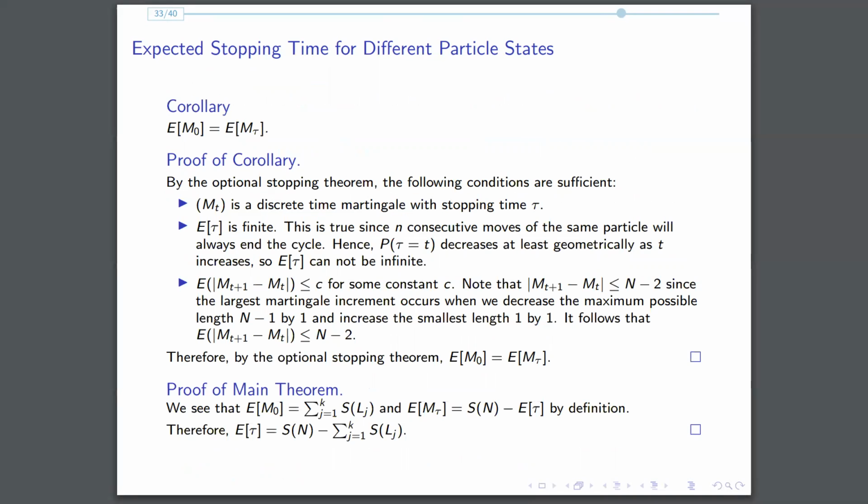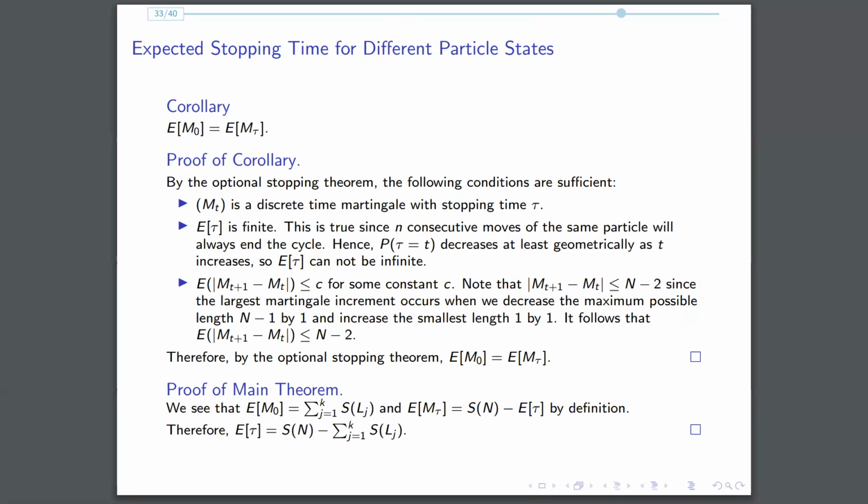Now for a corollary of the lemma. The expected value of M0 is the expected value of M tau. To apply the optional stopping theorem, the following conditions are sufficient. The first condition is that M tau is a discrete time martingale with stopping time tau. Note that Mt is a martingale because we proved it in the lemma, and stopping time tau is so by definition. The second condition is that the expected value of tau is finite.